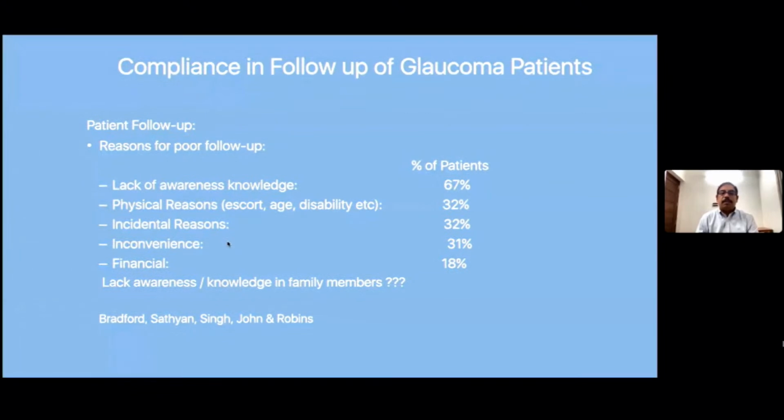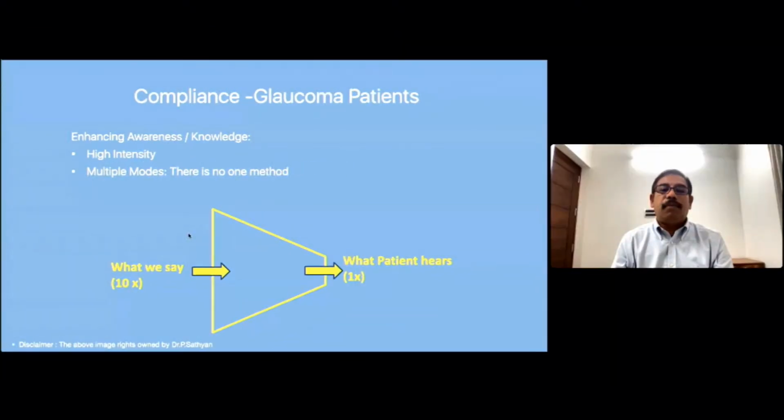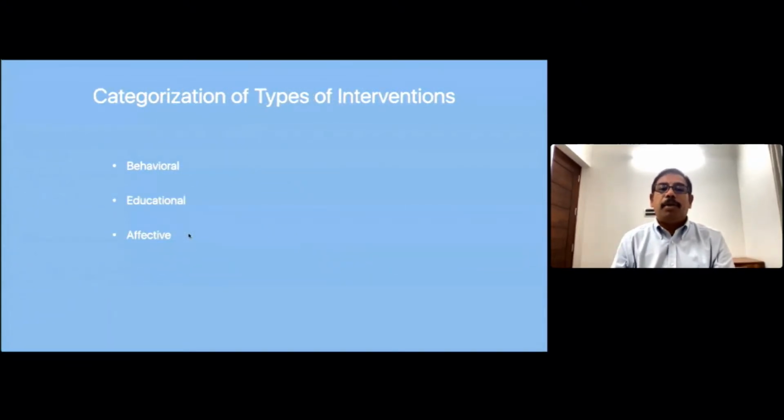But we need to understand the patient a little bit more holistically. We think that once we say whatever we say, the patient will remember everything or understand everything. It is not that way. What we say 10 times, probably the patient may understand only once. So categorization of the interventions may have to be behavioral, educational, or affective.